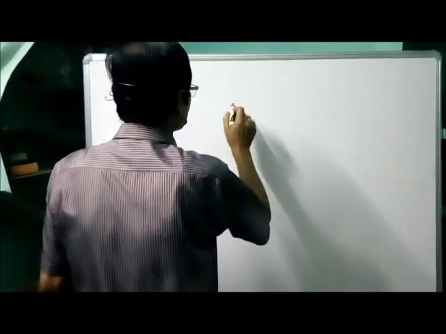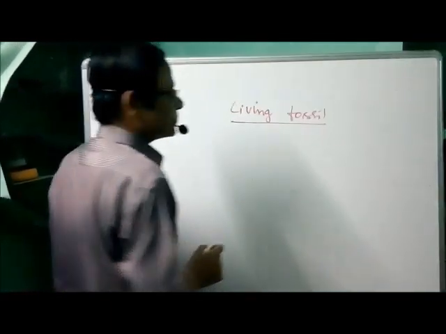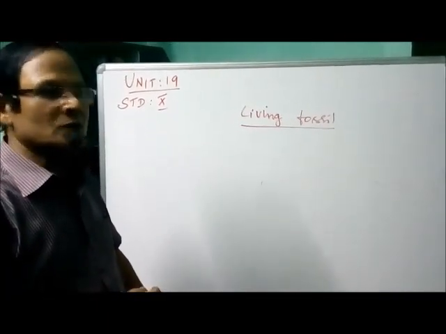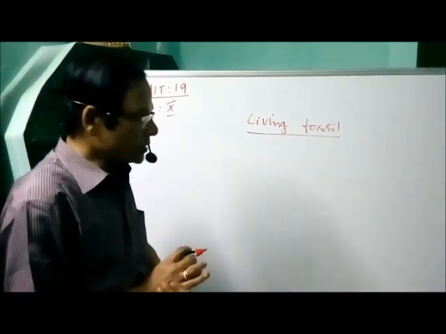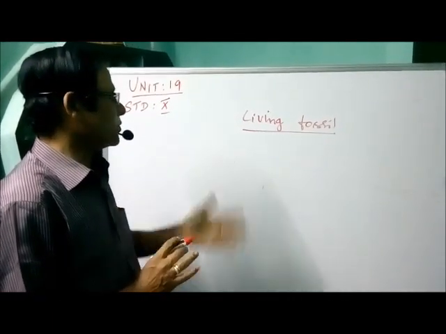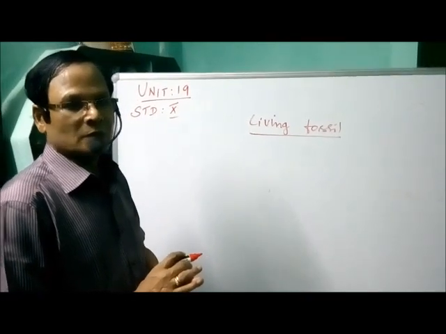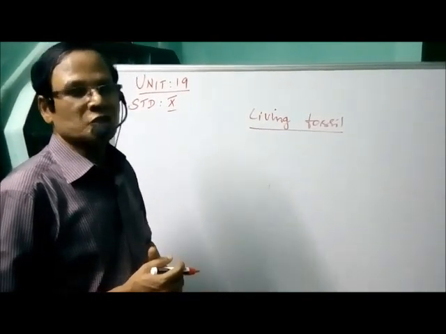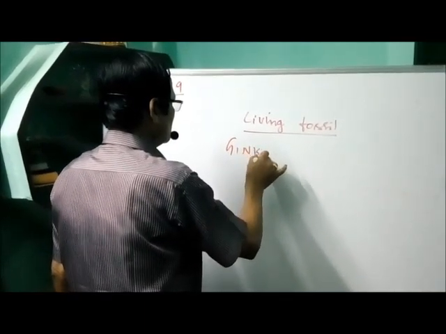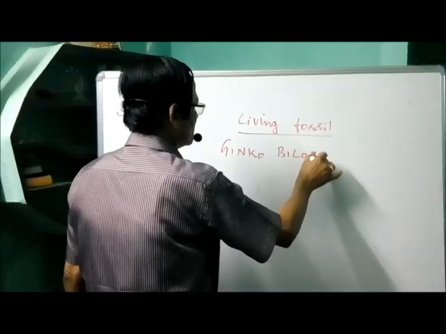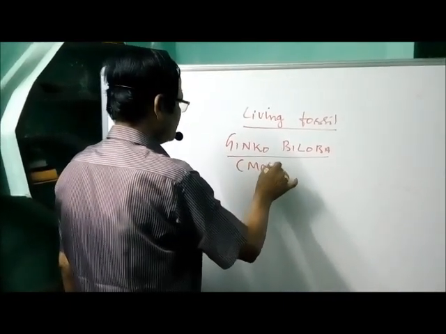Now, what is a living fossil? It is a living organism that is similar in appearance to its distant ancestral forms. So it is an organism similar in appearance to the distant ancestral forms, but it has no close relationship to the extinct organisms, or we can say it is an organism which remained unchanged over millions of years. We have in the book given one plant, Ginkgo biloba, commonly called maidenhair.